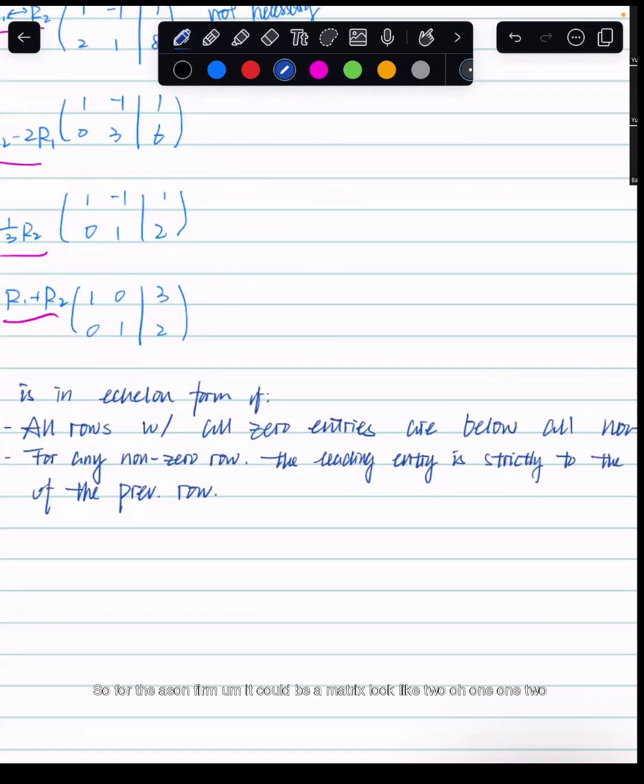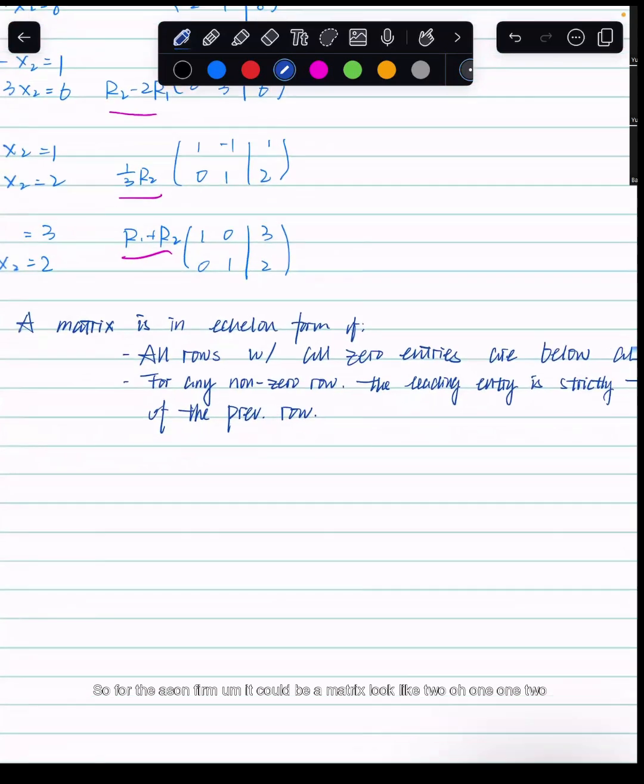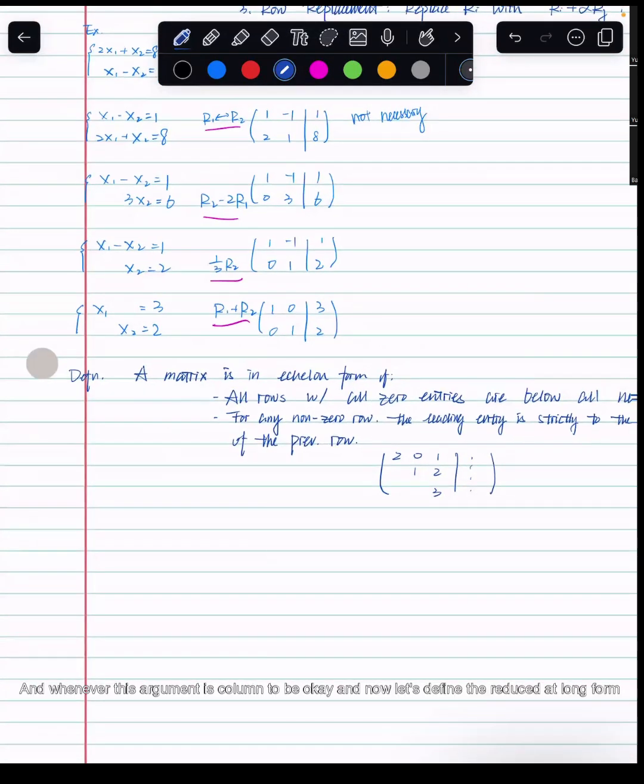So for the echelon form, it could be a matrix that looks like 2, 0, 1, 1, 2, 3, and whatever this augmented column happens to be. Okay, and now let's define the reduced echelon form.